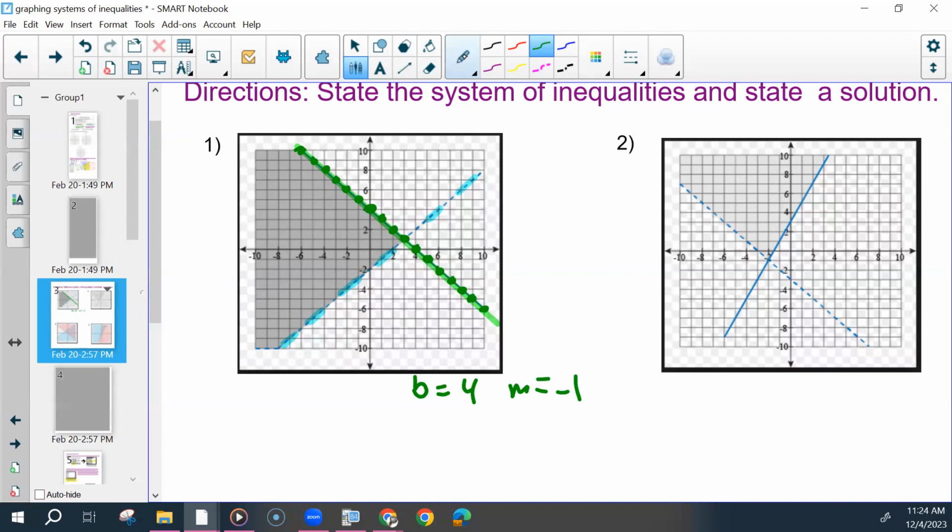So we know this much about this line so far. y equals -1x plus 4. This was a solid line, so it has to be greater than or equal to or less than or equal to. Is this shaded above or below this line? Below. So that's going to be less than. Questions on that one?